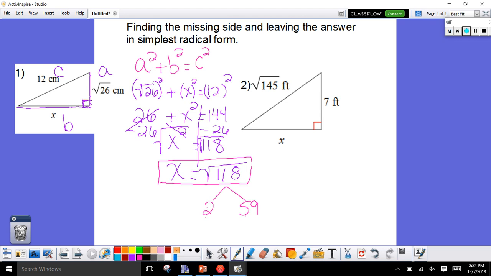Problem number 2, we're going to do the same thing. I'm still going to be finding the missing side, so I'm going to use the same formula: a squared plus b squared equals c squared.